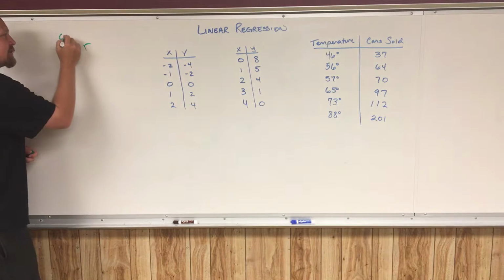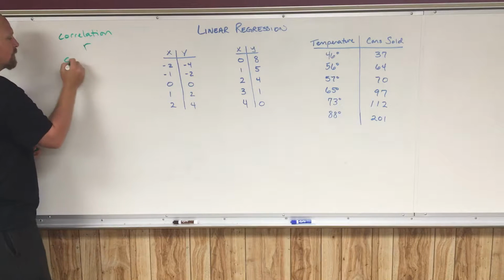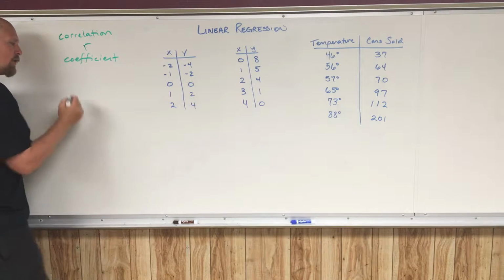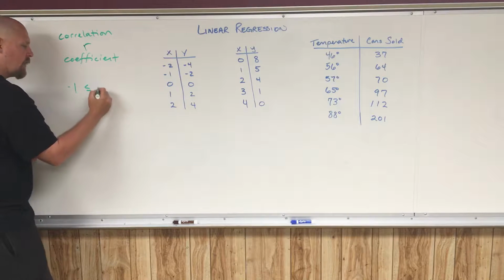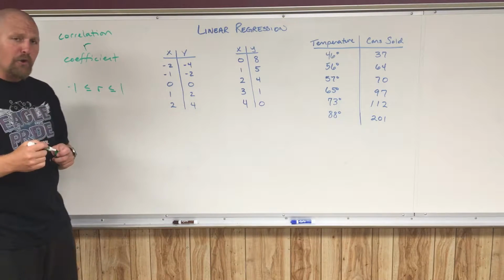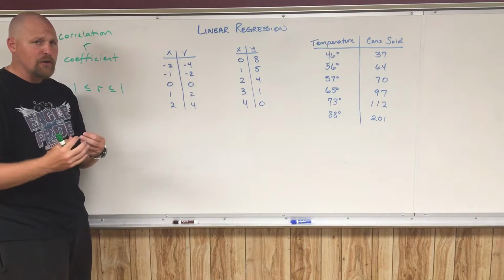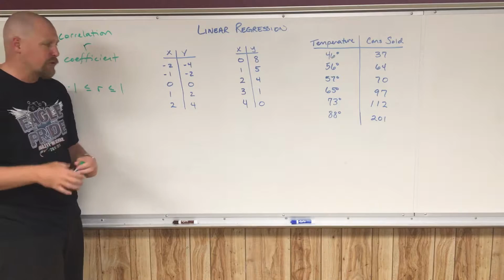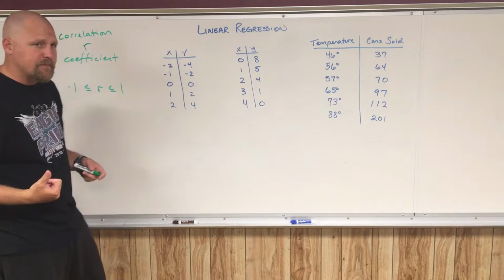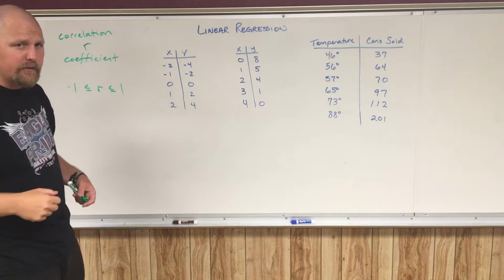R is the correlation coefficient. R can be between -1 and 1. The closer R is to the value of 1, the stronger the correlation is. The stronger, the better the trend line is. The closer it is to 0, the weaker it is.